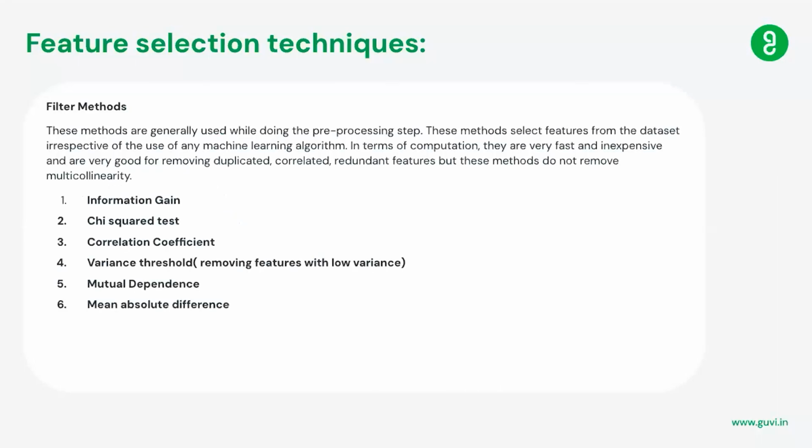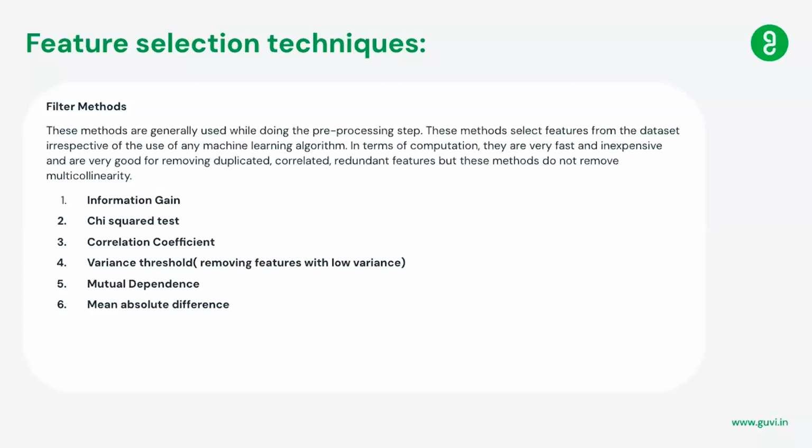Okay, so let's start with filter methods. These filter methods can select the features from the data set irrespective of any machine learning algorithm. You can apply these for classification problems, regression problems, clustering problems, any kind of algorithm. This is just on the input data. They are fast and inexpensive and are very good for removing duplicate features, redundant features, which are repeated, and correlated features. It can remove all of these easily.